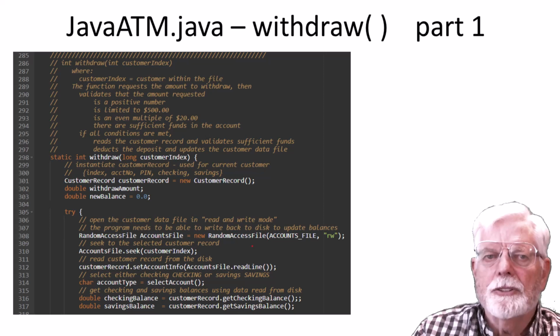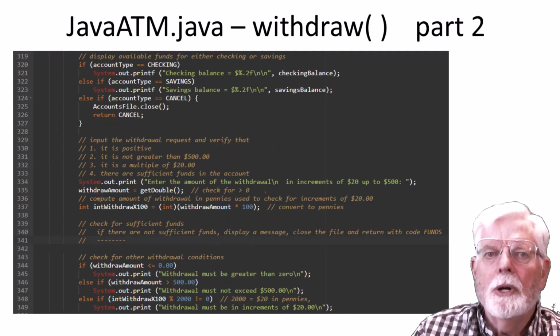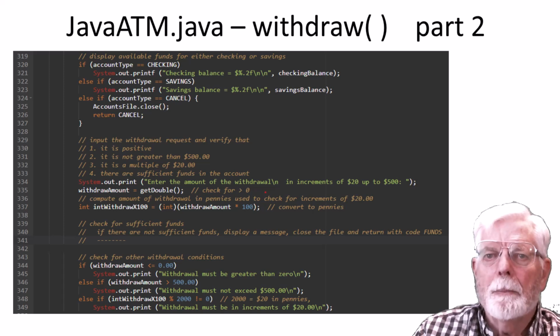Before completing the transaction, it needs to get the withdrawal request from the keyboard, make sure that there are sufficient funds in the account, make sure the withdrawal request is a positive number, limit the withdrawal to $500, and make sure the withdrawal request is an even multiple of $20. The check for sufficient funds needs to be completed as part of the lab assignment.